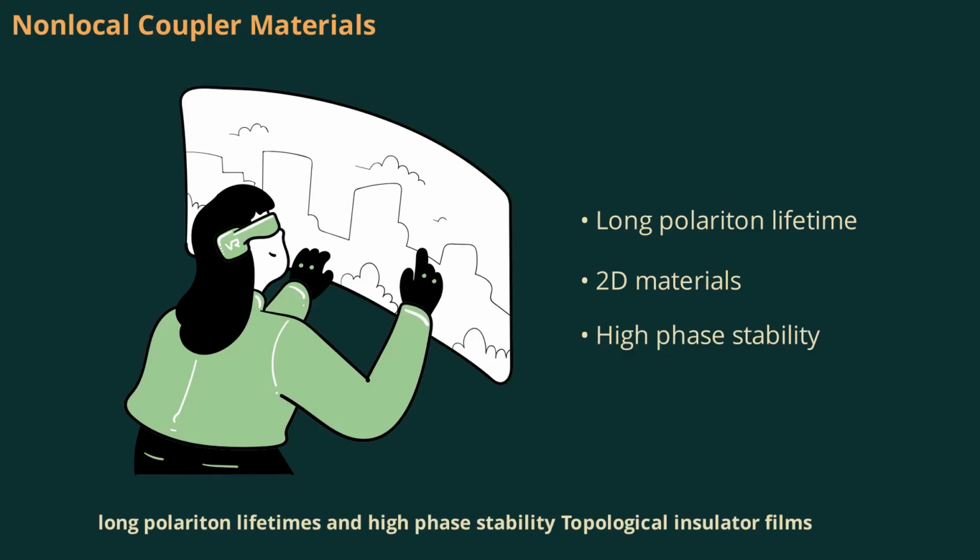Topological insulator films, 2D materials like graphene, and Polariton active metasurfaces are among the candidates. These materials ensure that phase information is transmitted rapidly and reliably across the entire craft.